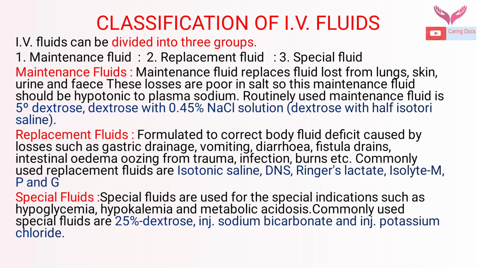Coming to the classification of the various IV fluids, IV fluids can be classified as maintenance fluid, replacement fluid, and special fluids. Maintenance fluids are usually given when there is fluid loss from the lungs, skin, urine, and feces, and these losses are poor in salt. So this maintenance fluid should be hypotonic to plasma sodium. Routinely used maintenance fluid is 5% dextrose with half normal saline.